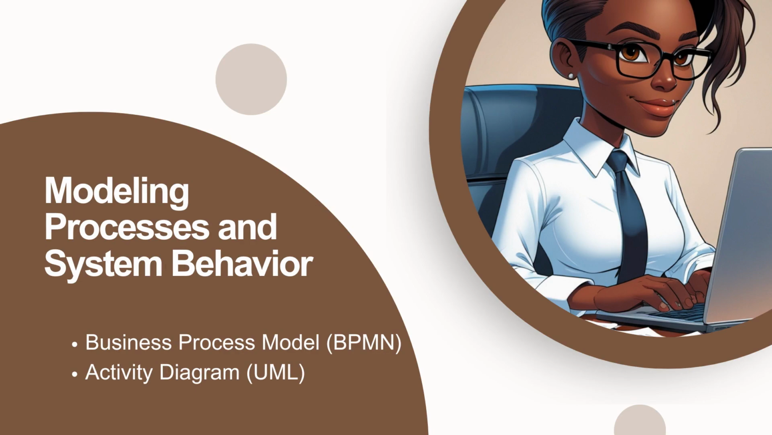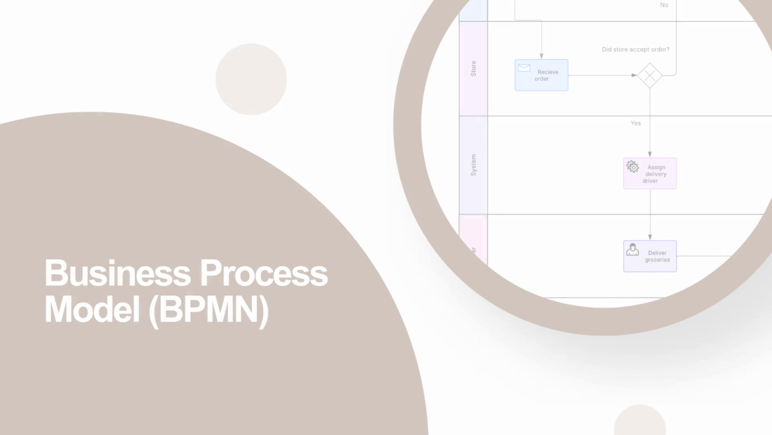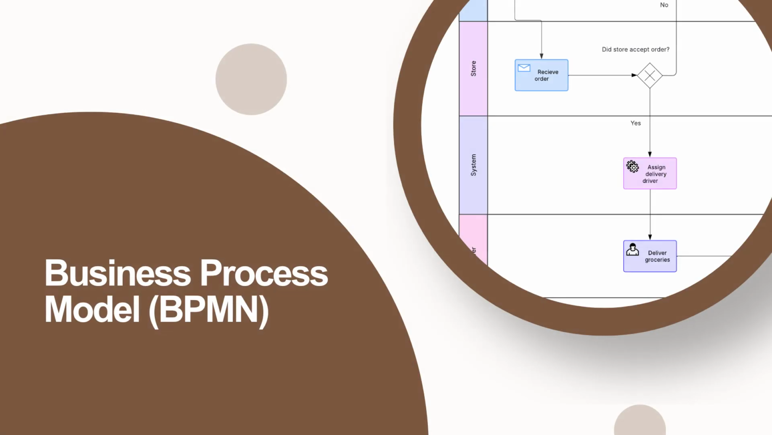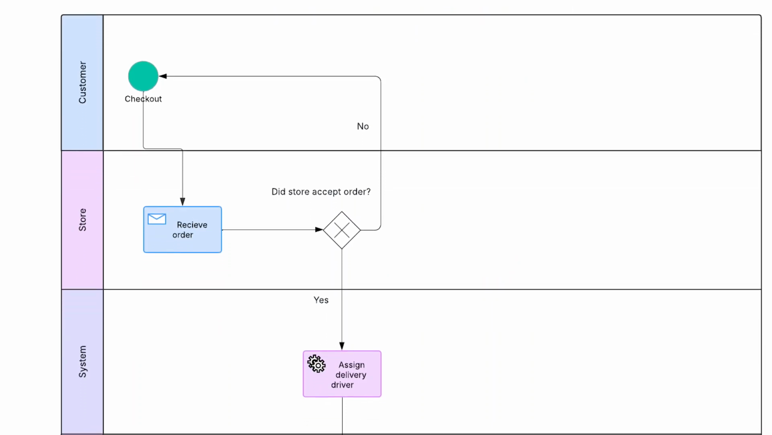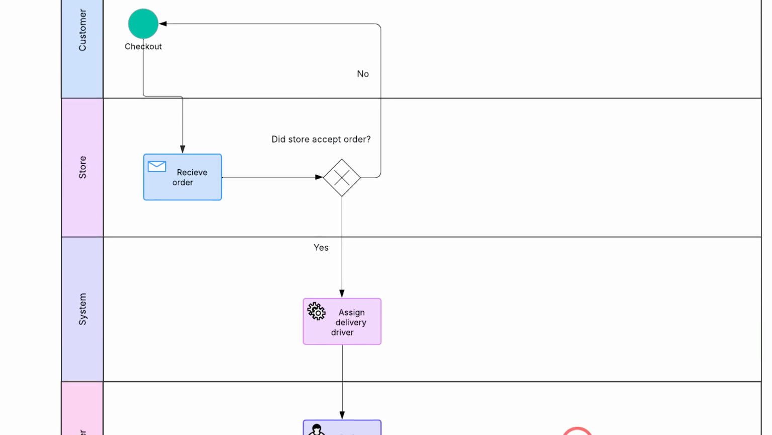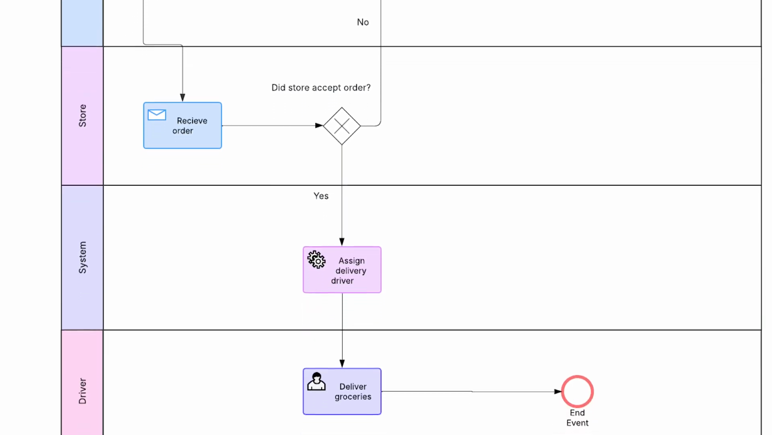Let's also consider a couple of diagrams for modeling processes and system behavior. For this, we're going to start with the business process model. The process model. You must have heard about that because it comes up in business analysis quite a bit. A business process model is a detailed workflow that makes use of the notation called the BPMN, Business Process Modeling Notation, to describe how a business process flows from the start to the end.